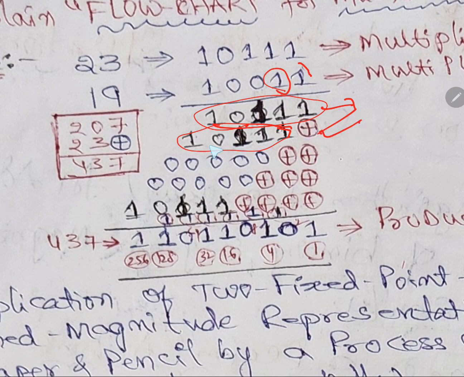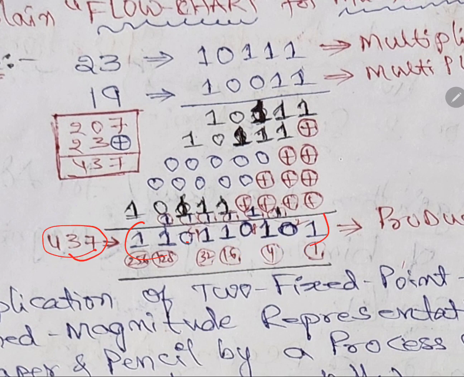Plus we need to shift to the right side, and 0, all zeros will come. We need to shift 2 bits, and next 0 we need to shift 3 bits, then 1 next bit, then we need to add the whole information, then we will get the answer. See here, we will add everything and we will get 437 as the answer. This we will know here by doing this, right.